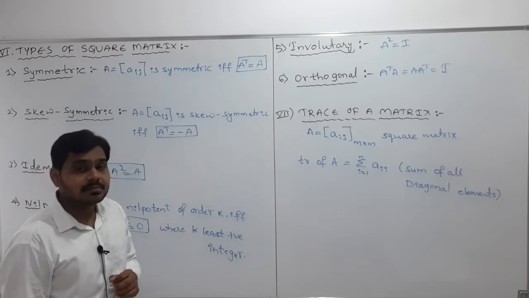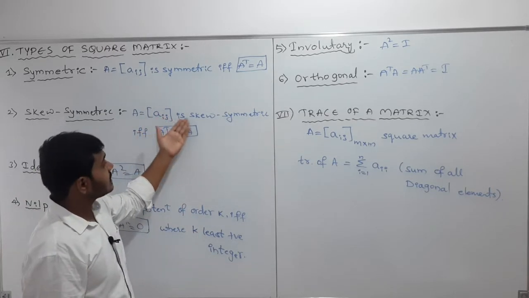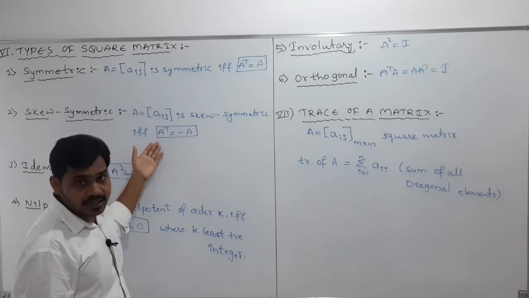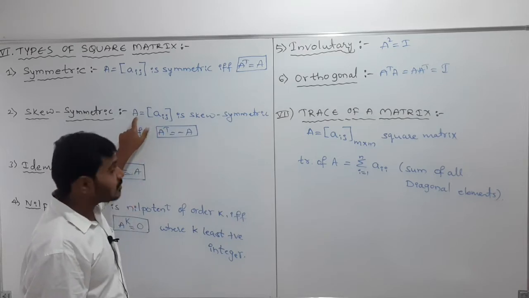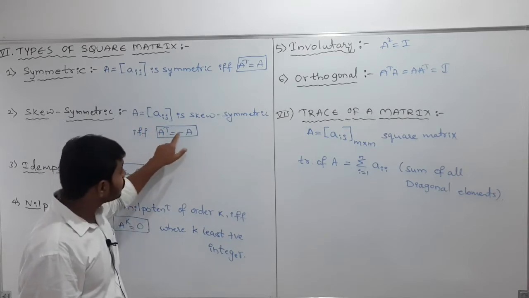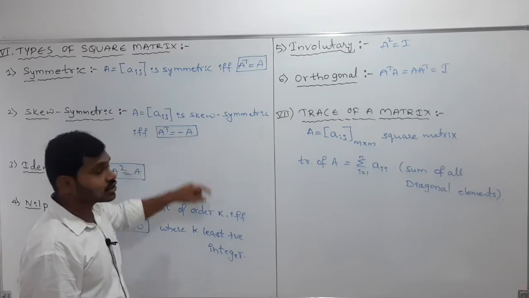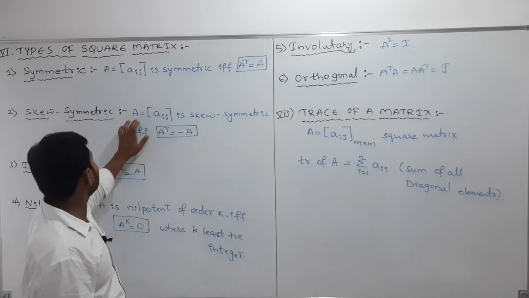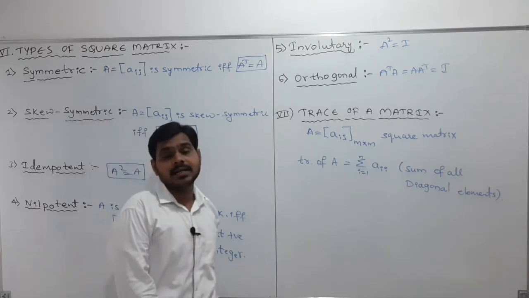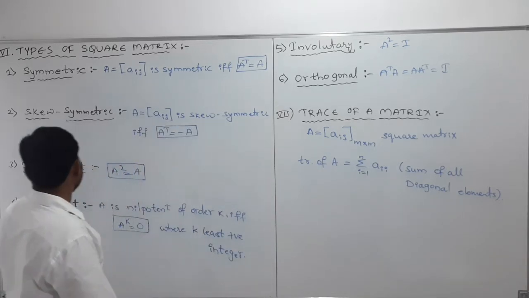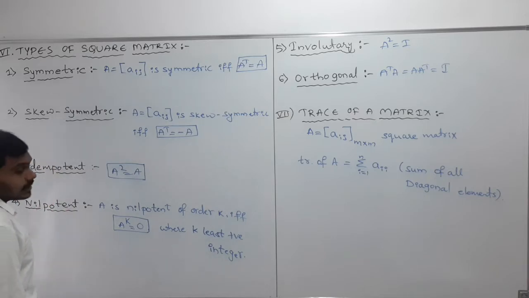And next one is skew symmetric matrix. So what is a skew symmetric matrix? A is a skew symmetric matrix if and only if you take the transpose of this matrix, that should be equal to negative of A. That is nothing but A transpose equals minus A. Then we can say that matrix A is a skew symmetric matrix. Clear? And next one, my dear students, idempotent matrix.